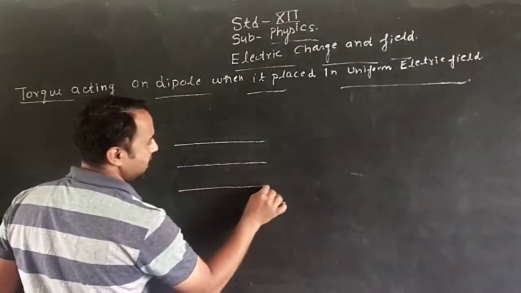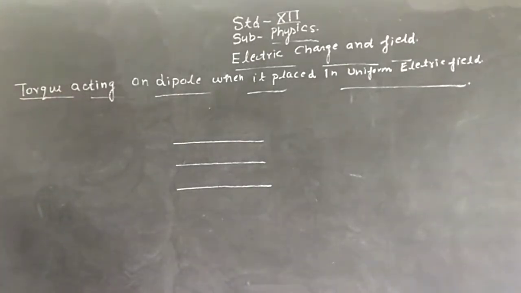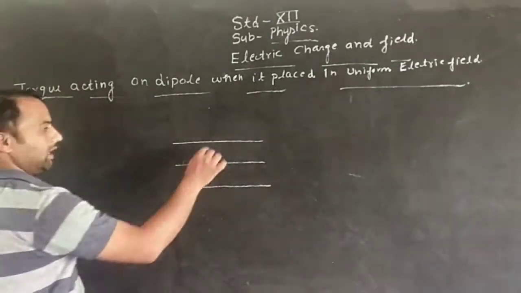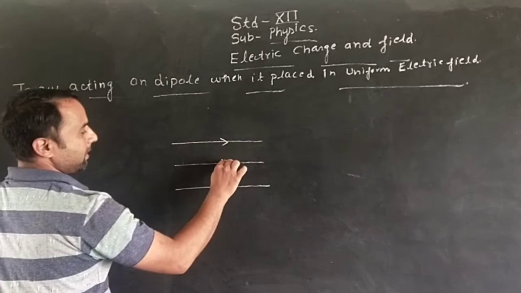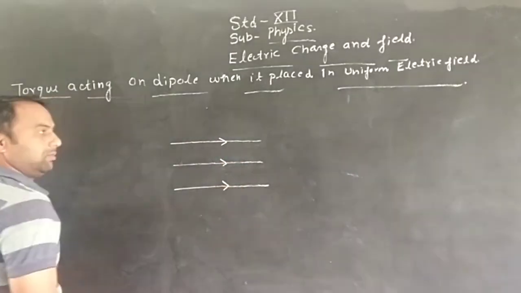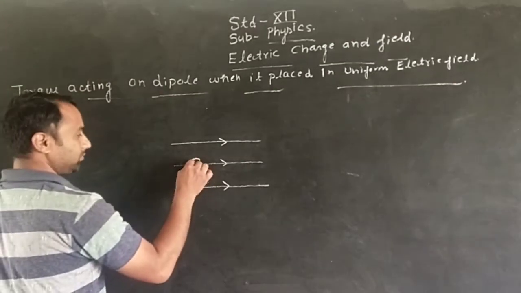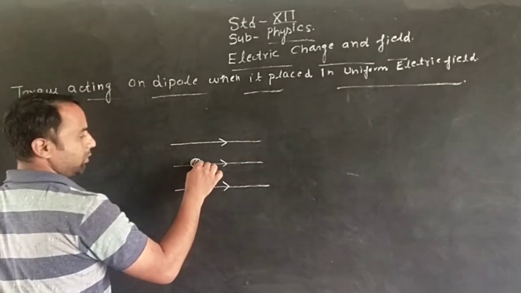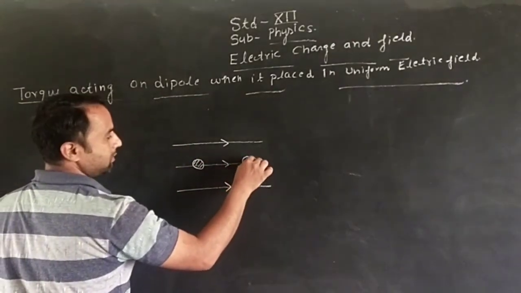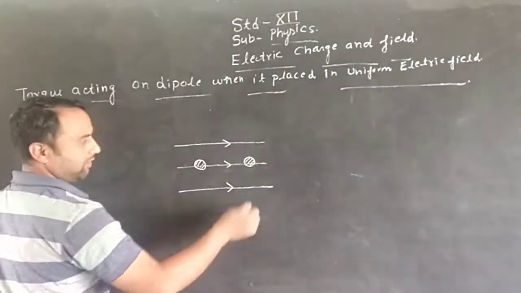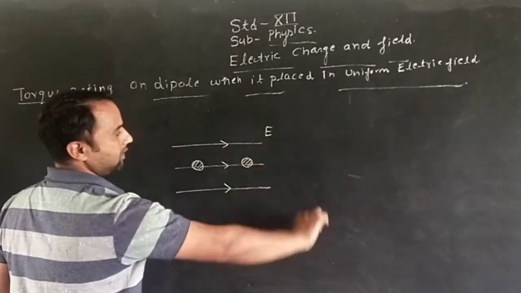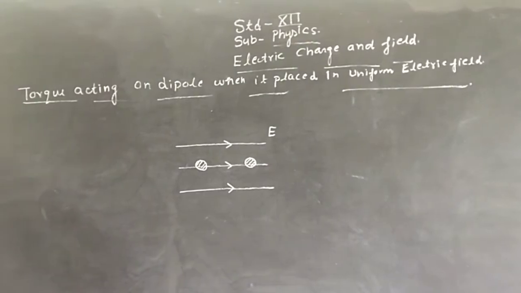If the spacing between the two lines is always constant throughout, then this type of field is called a uniform electric field. Now a dipole is placed here. This is our dipole, and this dipole is placed in uniform electric field E. This is a uniform electric field, and this is E.